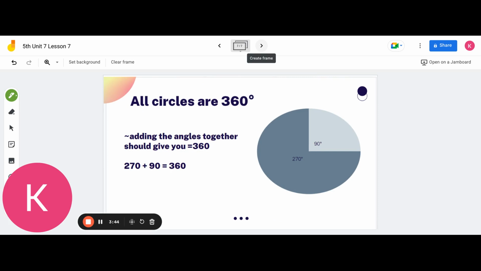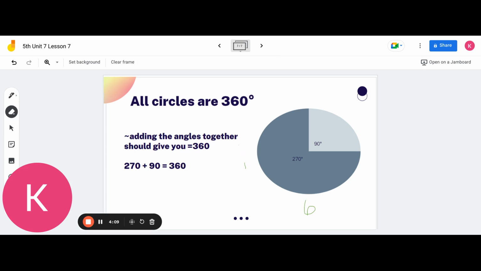All the angles in a circle measure 360 degrees. If you ever are talking about a clock or anything like that, if it's at 3 o'clock, then it's 90 degrees. If it's at 6 o'clock, then it's at 180 degrees. If it's at 9 o'clock, then it's at 270 degrees.